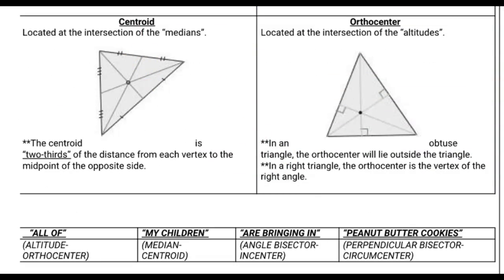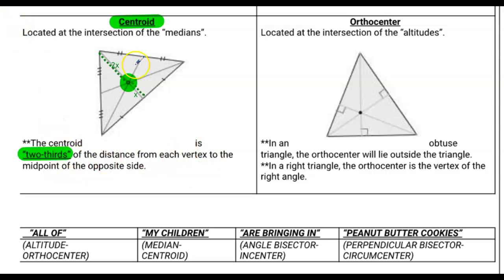Centroid is another type of point of concurrency. The centroid is located at the intersection of the medians. You remember medians connect a vertex to a midpoint. So this is a vertex to midpoint connection, vertex to midpoint, and they intersect here in the middle. That's the centroid. One of the pieces of information that we know about it is that it's 2/3 of the distance from each vertex to the midpoint of the opposite side.